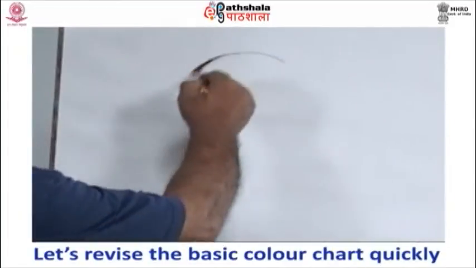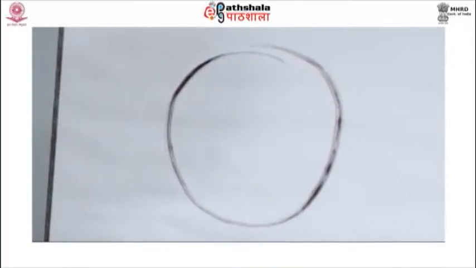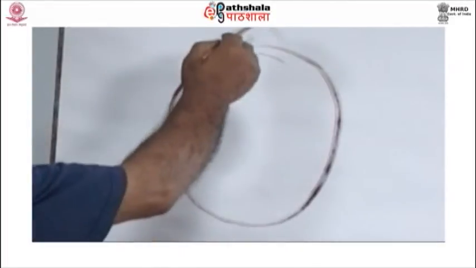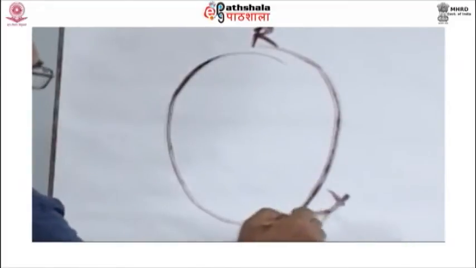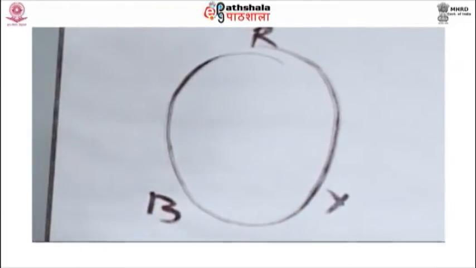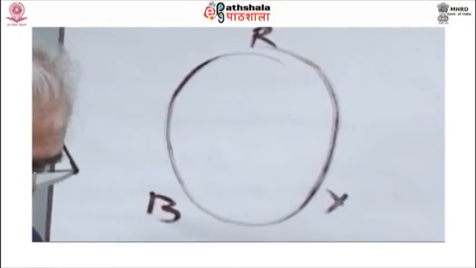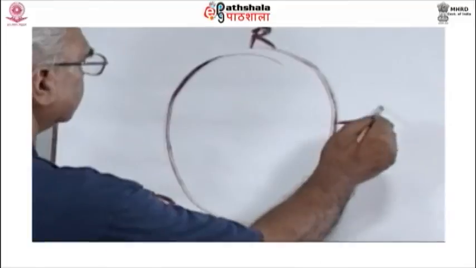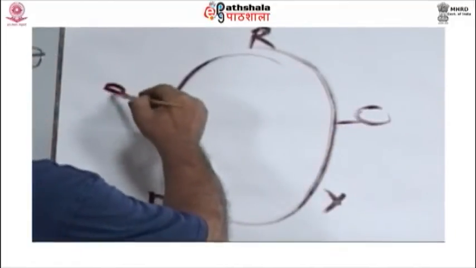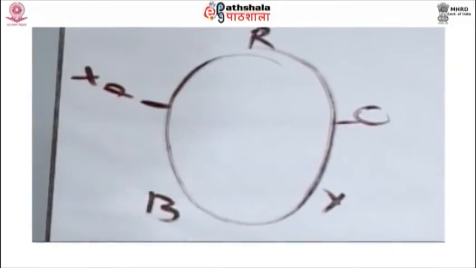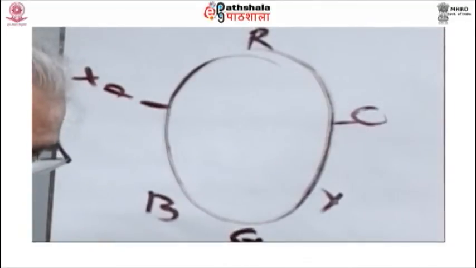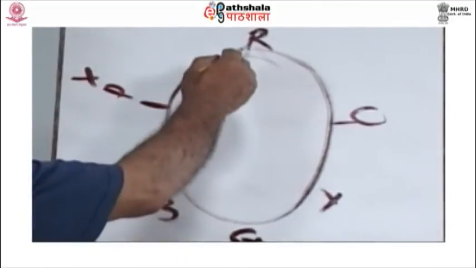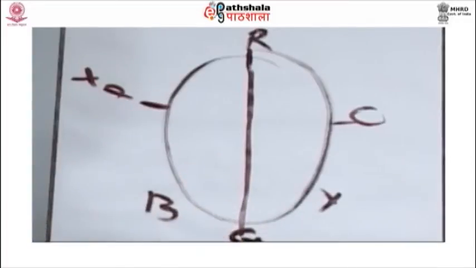Let's revise the basic color chart quickly, this time in a circle format. The primary colors consist of red, yellow and blue. The mixing of red and yellow gives orange. Yellow and blue mixed together result in green, and red and blue when mixed result in purple. These together form 6 standard colors or pigments.